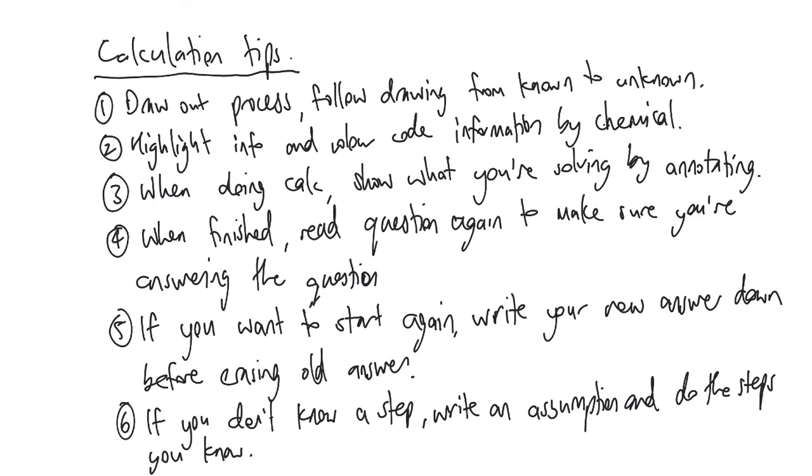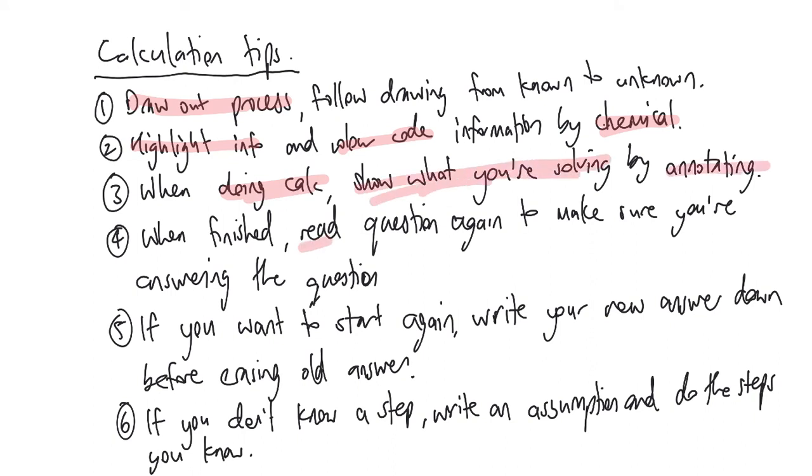So here are some tips for how to do calculations. Number one, you draw out the process. Drawing out the process really helps you follow the diagram to get from your unknown to known, so we can use it to guide us in how to remember things. Then you highlight the info and color code the information by what chemical you're doing. Then when you're doing the calculation, you've got to show what you're solving by annotating the side bits.